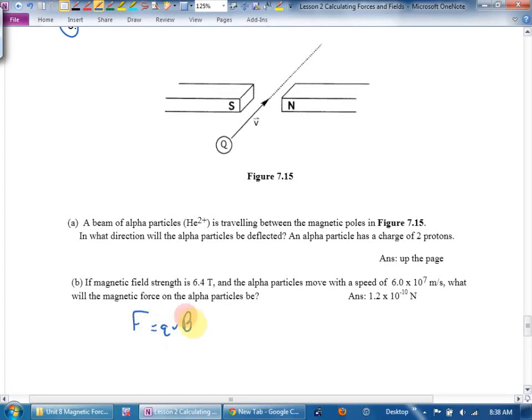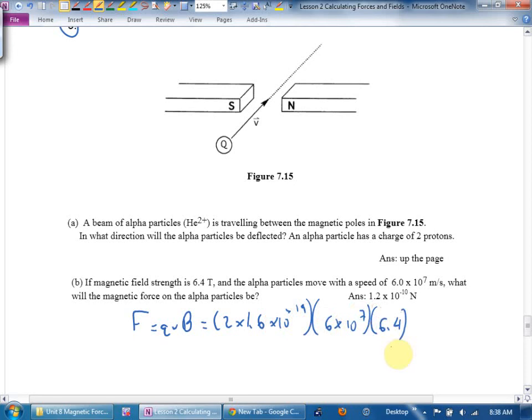Do I know the magnetic field? 6.4. Do I know the velocity? 6.0. What's the charge on an alpha particle? See it? It has a charge of 2 protons. So it's going to be 2 times 1.6 times 10 to the negative 19. Velocity of 6 times 10 to the 7th. Magnetic field of 6.4. That's it.